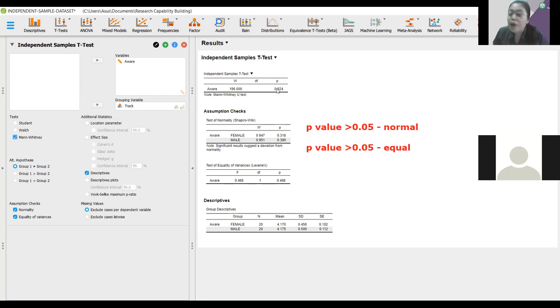Okay? So, pero yung decision rule natin class pareha pa rin. You will also look at the p-value and ganun pa rin. If the p-value is less than 0.05, you have to reject the null hypothesis because there is a significant difference between the two groups. Or if it is greater, just like this one, the p-value is greater than 0.05, then we are accepting the null hypothesis. There is no significant difference between the two groups. Okay? Any question about this?